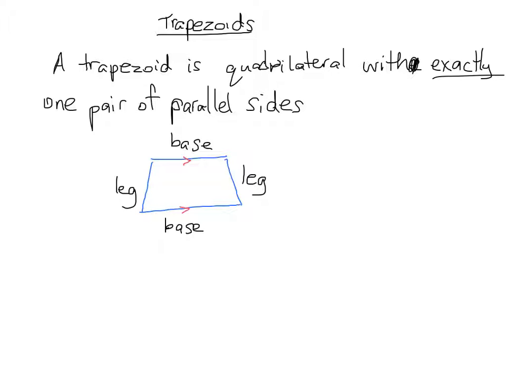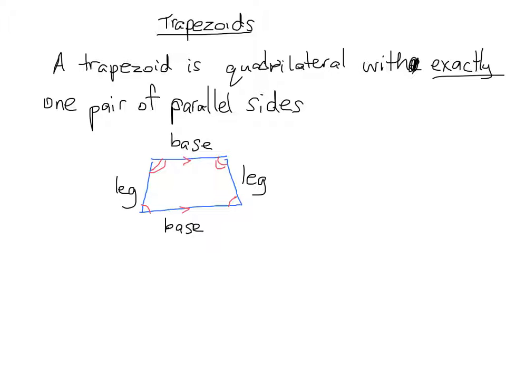So the base angle of a trapezoid is formed by a base and a leg. So we have a base right here and a leg, and we have a leg right here. So in between, we have a base angle. We have another base angle over here between the base and the other leg, and we have base angles up here as well. So even though we always think of bases as the bottom, in this case the base is not necessarily the bottom. The base is our parallel sides.